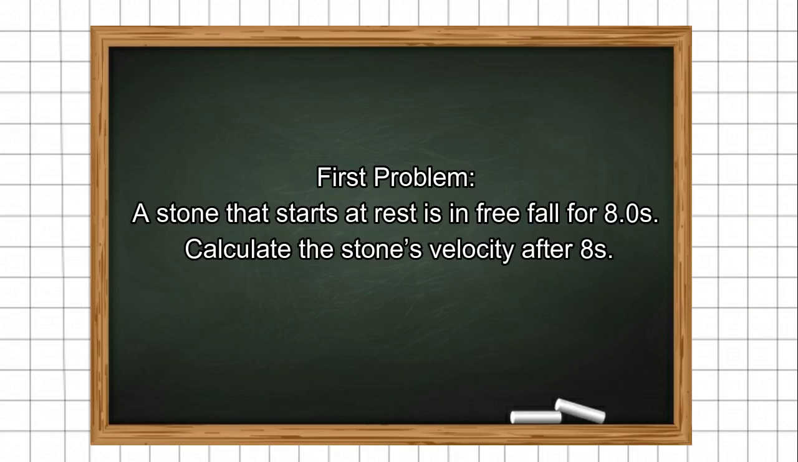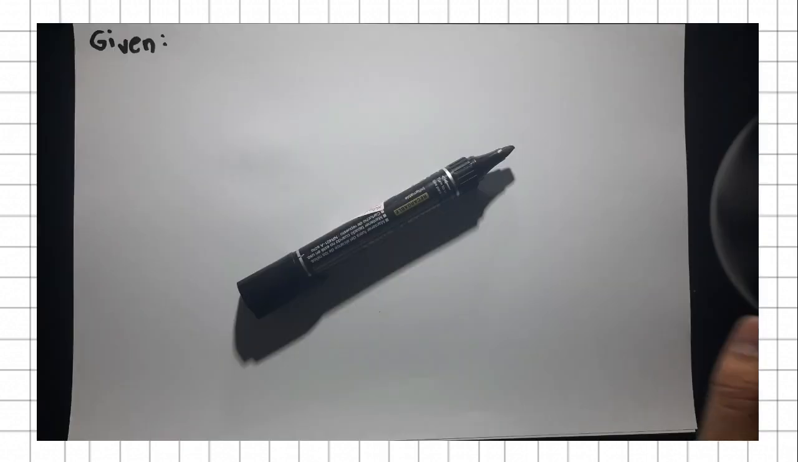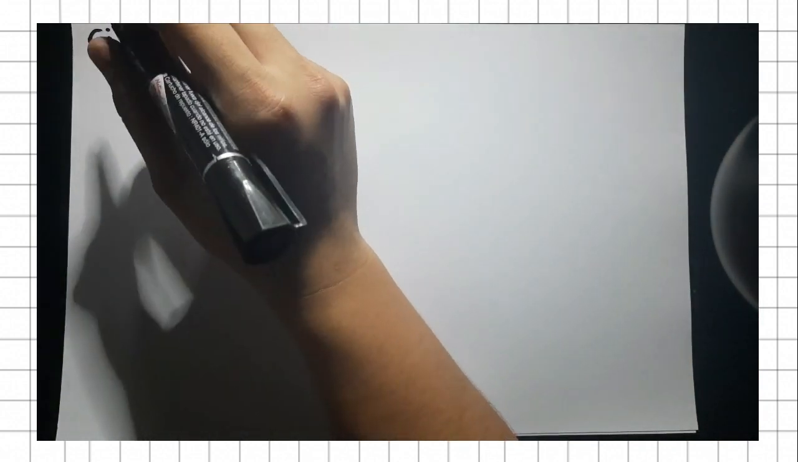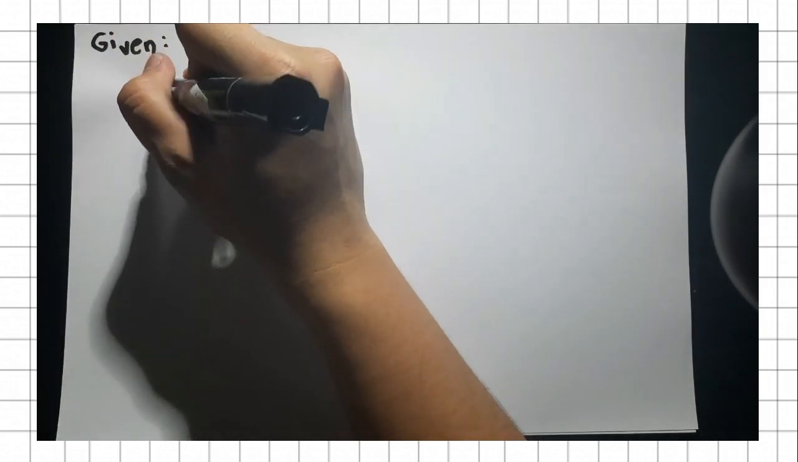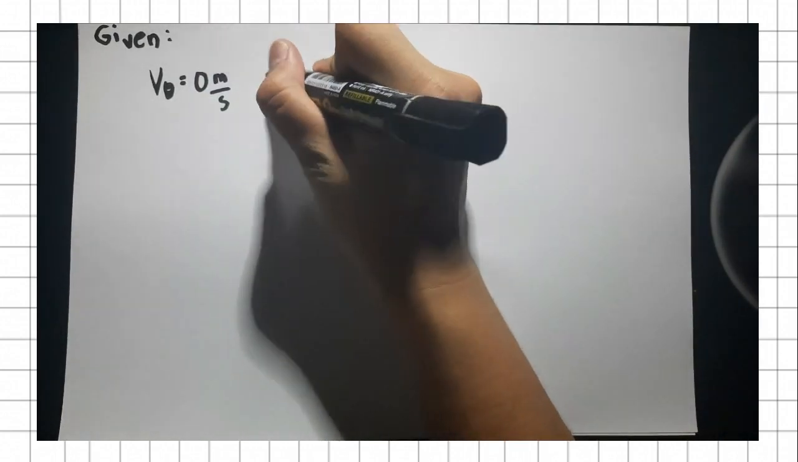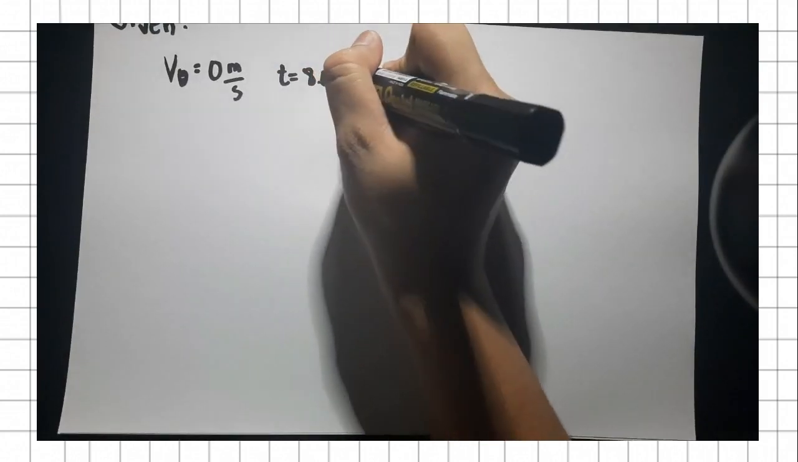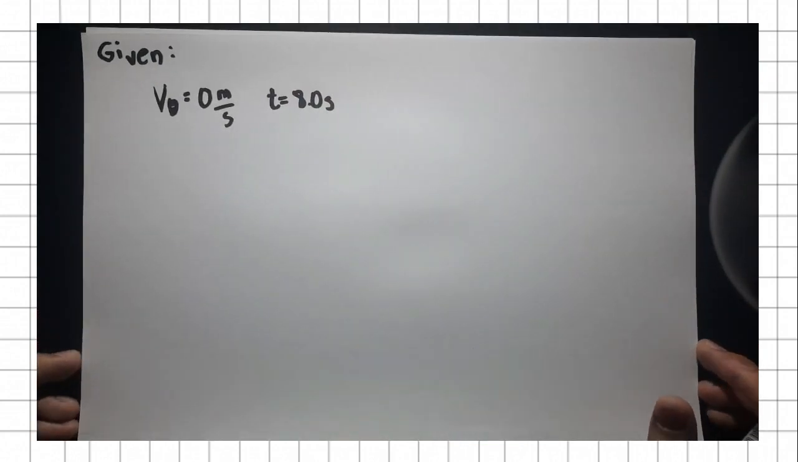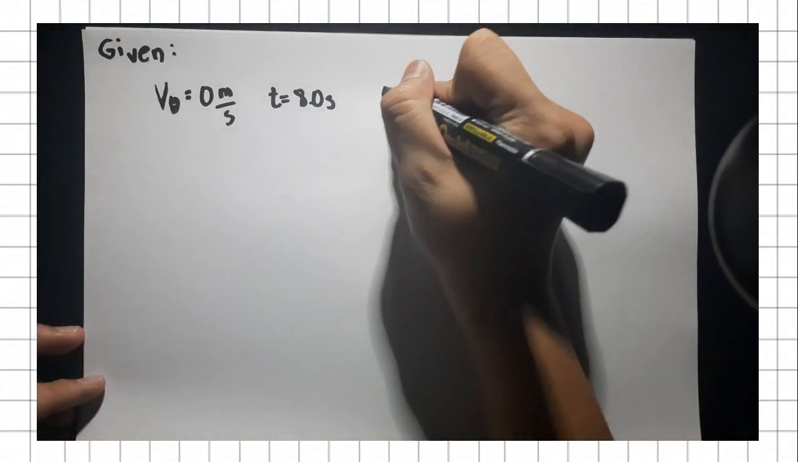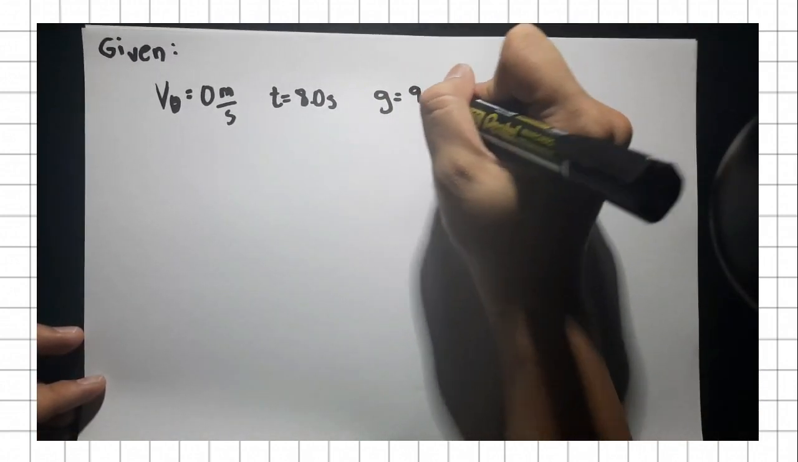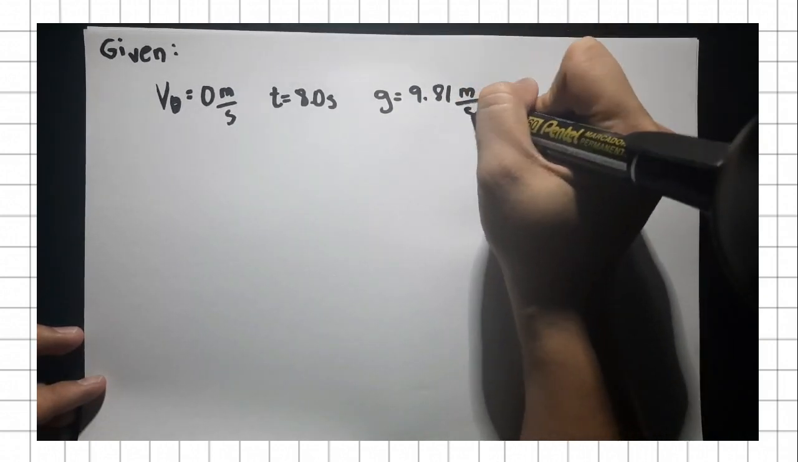A stone that starts at rest is in free fall for 8.0 seconds. Calculate the stone's velocity after 8 seconds. Now, let us determine the given. It is stated that the rock starts at rest, which makes our initial velocity 0. And next is our time. Our time value is 8.0 seconds. And next, our constant, gravity, which is 9.81 meters per second squared.